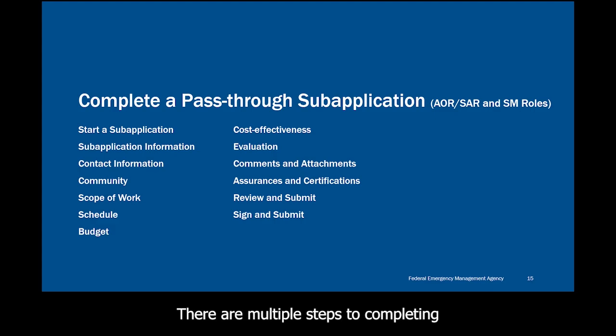There are multiple steps to completing a pass-through sub-application as an AOR, SAR, or SM. We will walk through the section links within the left navigation panel to start and complete a sub-application, including sub-application information, contact information, community, scope of work, schedule, budget, cost effectiveness, evaluation, comments and attachments, assurances and certifications, review and submit, and sign and submit.